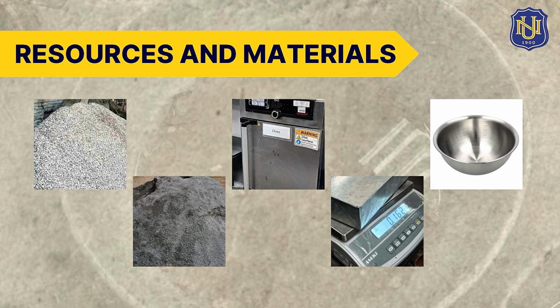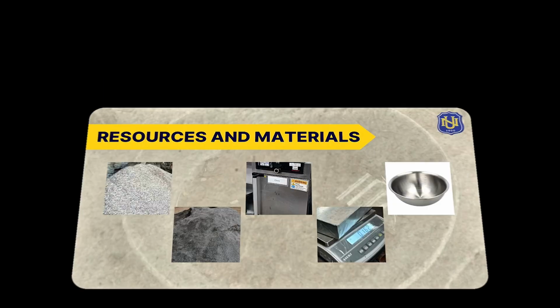The materials and equipment used in this experiment include gravel, sand, oven, weighing scale, and containers. These materials were used to prepare, dry, and measure the aggregate samples during the experiment.